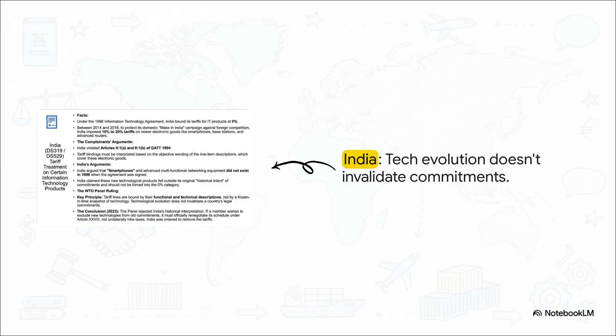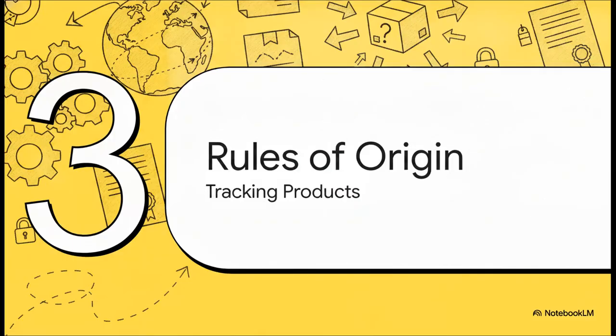India's defense? They argued that smartphones literally didn't even exist in 1996, so they shouldn't be bound by some ancient agreement. The WTO completely rejected this. The principle here is absolutely crucial. Technological evolution does not invalidate a country's legal commitments. If a new product fits the functional description of the old agreement, the old rules still apply. It keeps the rules of the game predictable, which, at the end of the day, affects exactly how much you pay for your next tech upgrade. Because traditional tariffs are so heavily restricted now, countries have to use other incredibly complex mechanisms to control trade.